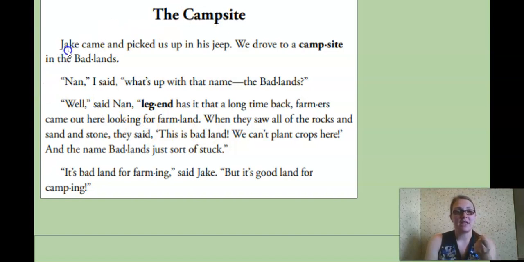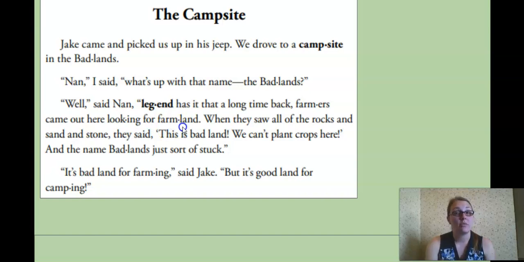The Campsite. Jake came and picked us up in his Jeep. We drove to a campsite in the Badlands. Nan, I said, what's up with that name, the Badlands? Well, said Nan, legend has it that a long time back, farmers came out here looking for farmland.